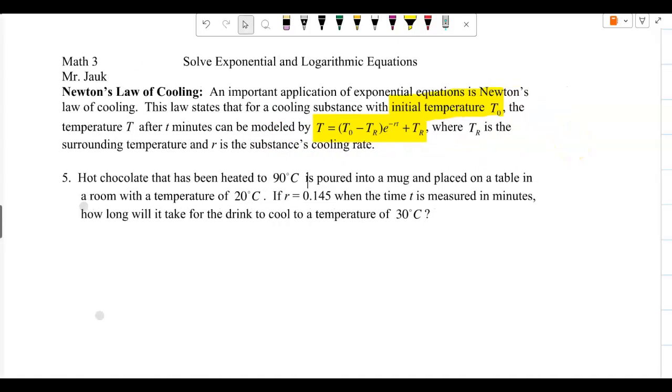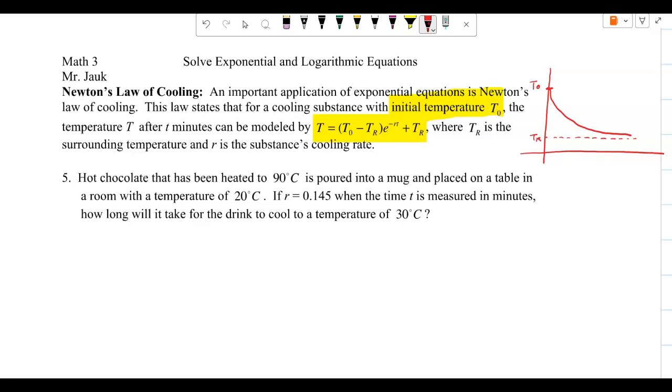If you look at it graphically, your initial temperature is T naught. This cools down and reaches what we call the room temperature. And this is the model which is given to you.